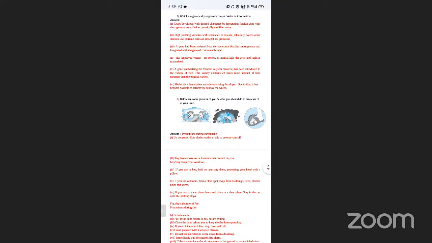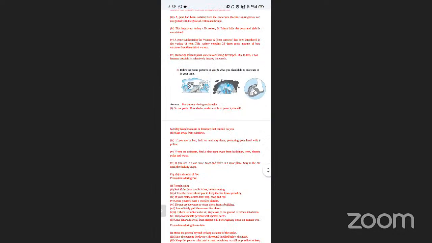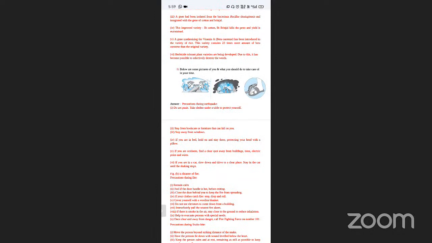Then the eighth question is, below are some pictures, and what you should do to take care of yourself in such a time. Three pictures are given to you, and what will you do if it happens with you, what precautions will you take? So the first picture is about the earthquake.